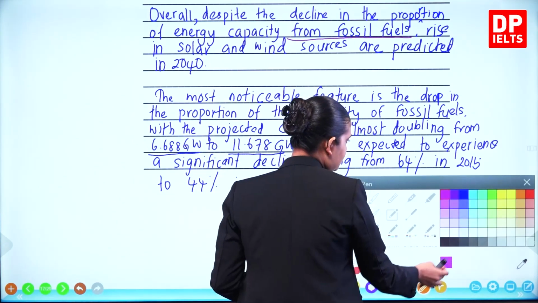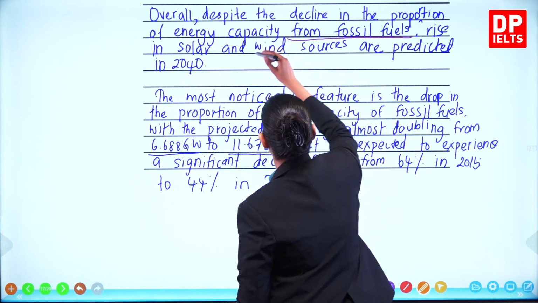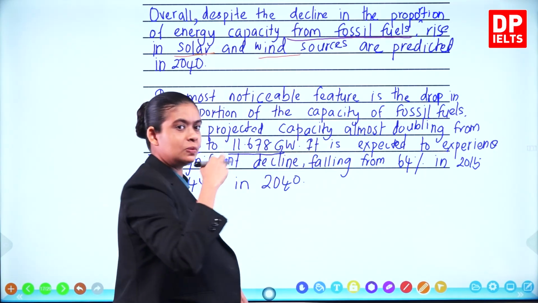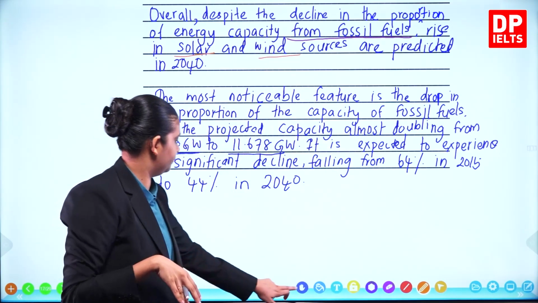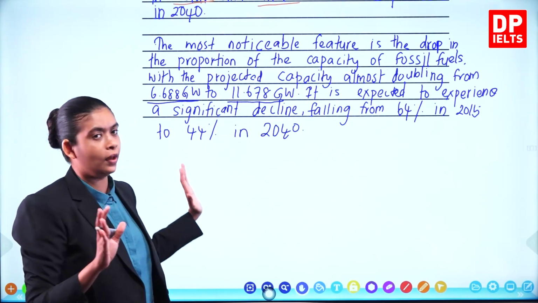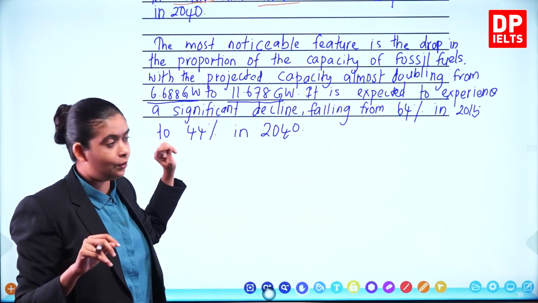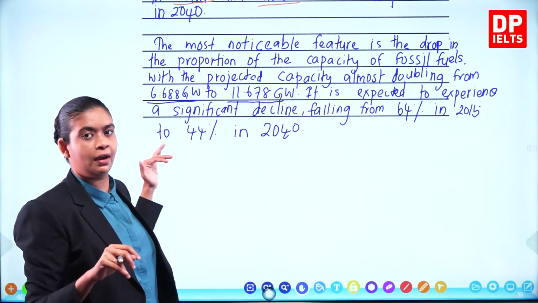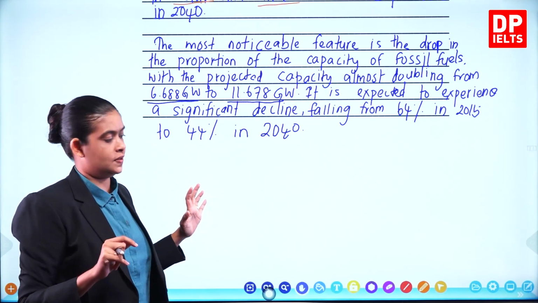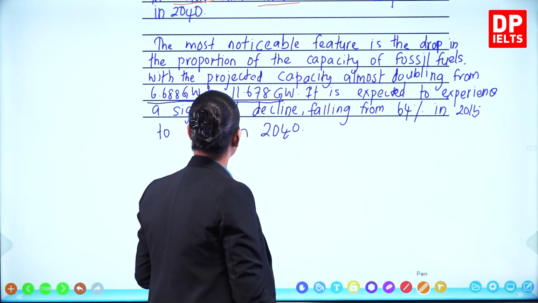Now, in the next bit, I'm going to put the feature 2 and 3. So, solar and wind together. And that's what I would do in the next para. Okay. So, I've given the examiner an understanding. Okay, this is my main trend 1. That's what I put in my overall view. And now I'm going to work on my second and third main features. Let's see what I'm going to write.